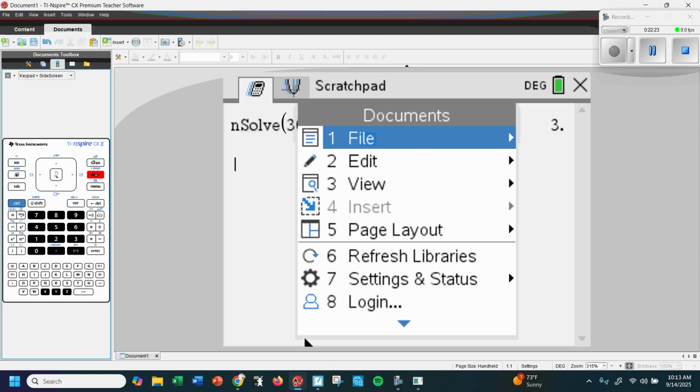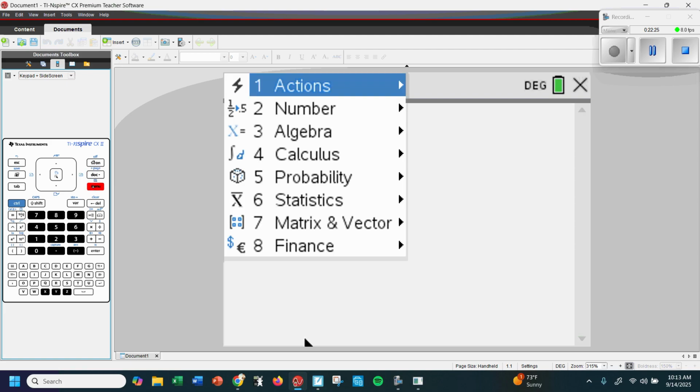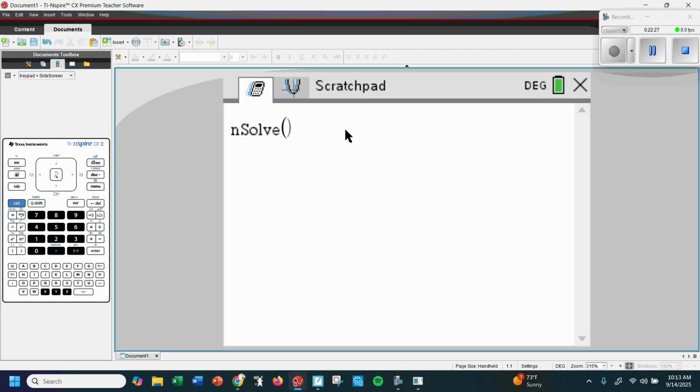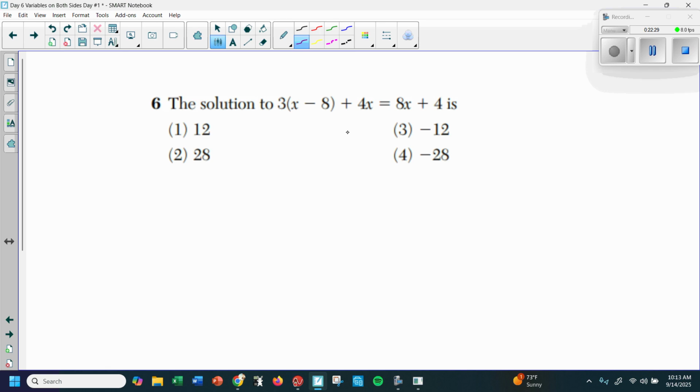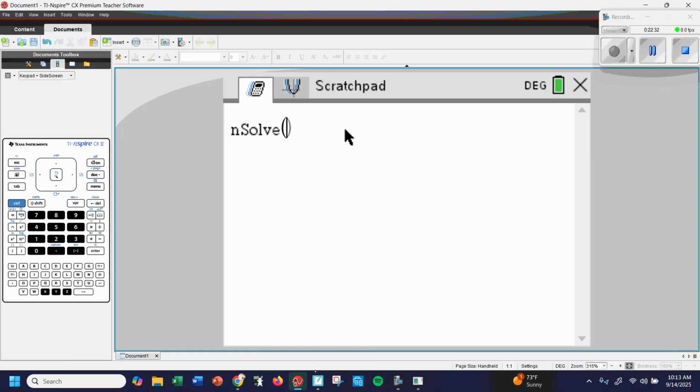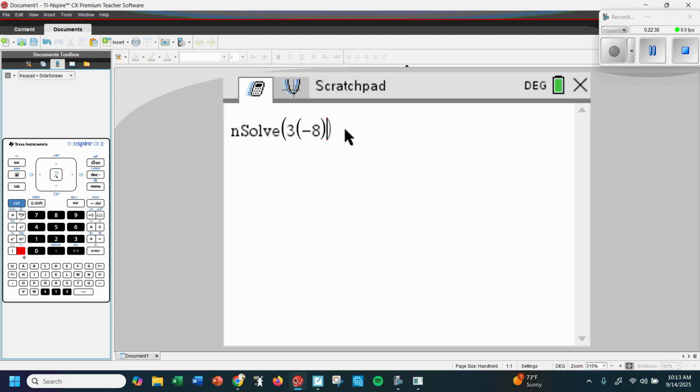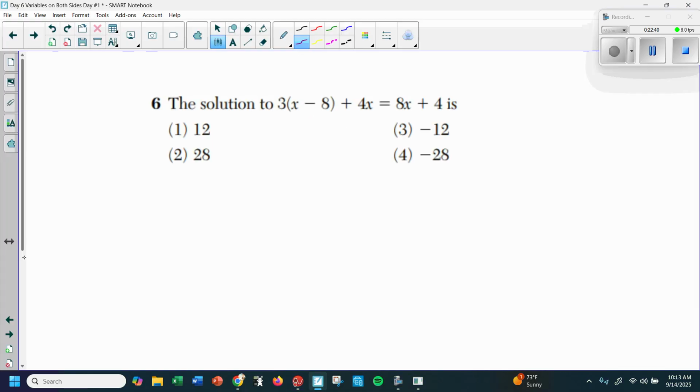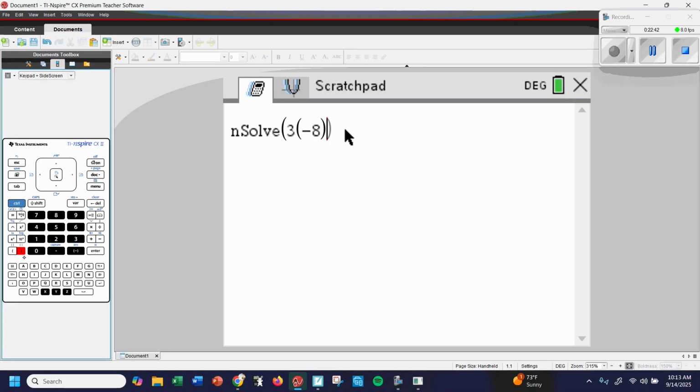Let's do it. So, menu. We're in algebra. Number 1. Here we go. 3 times x minus 8. 3 times x minus 8. Close the parentheses. I think I messed it up. Good job, Morrow. I forgot the x. Silly me. Okay, there we go. I got the x.